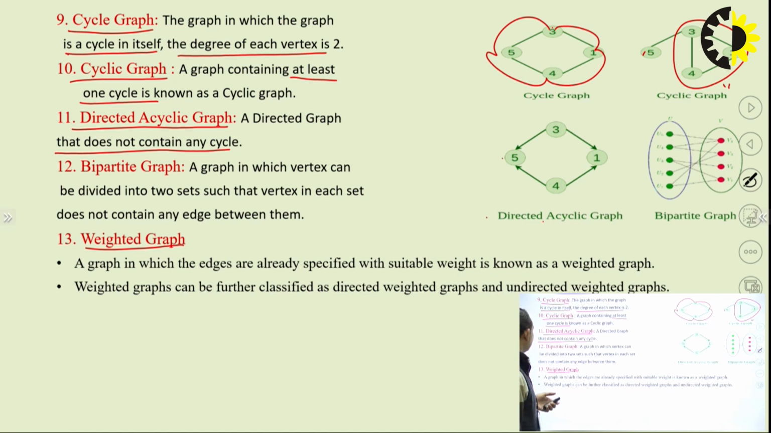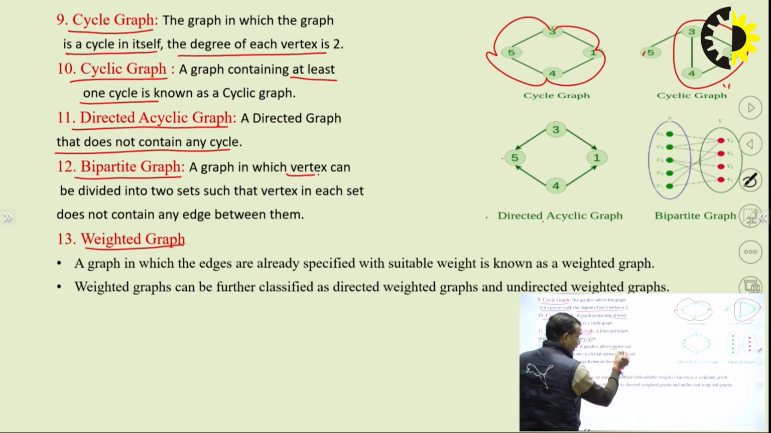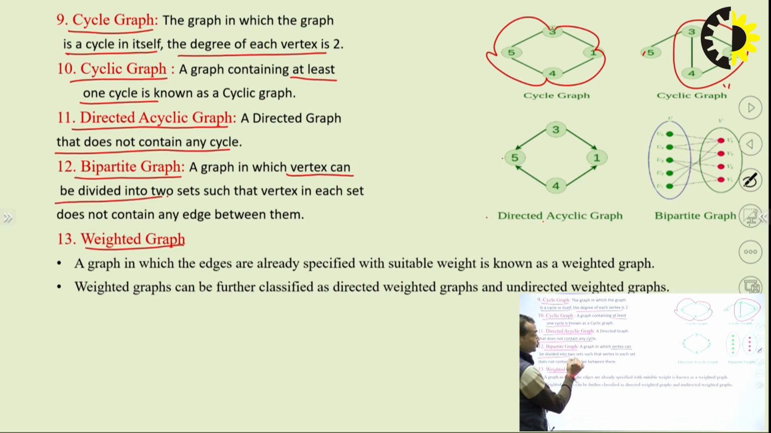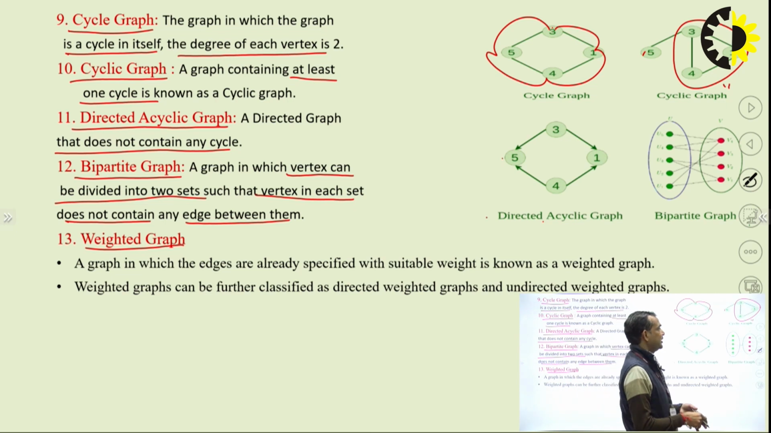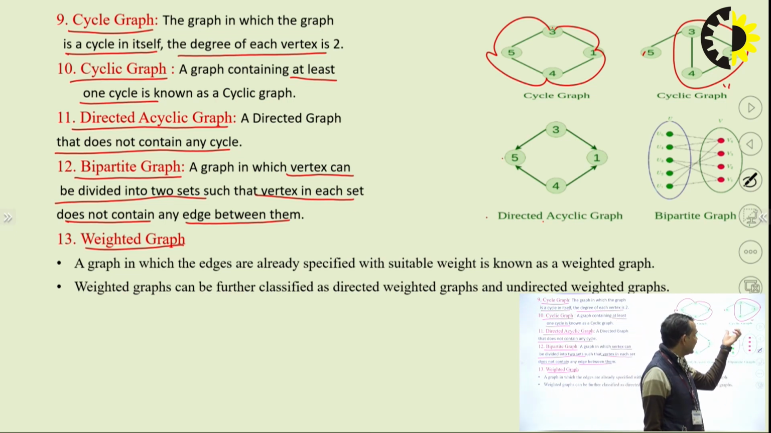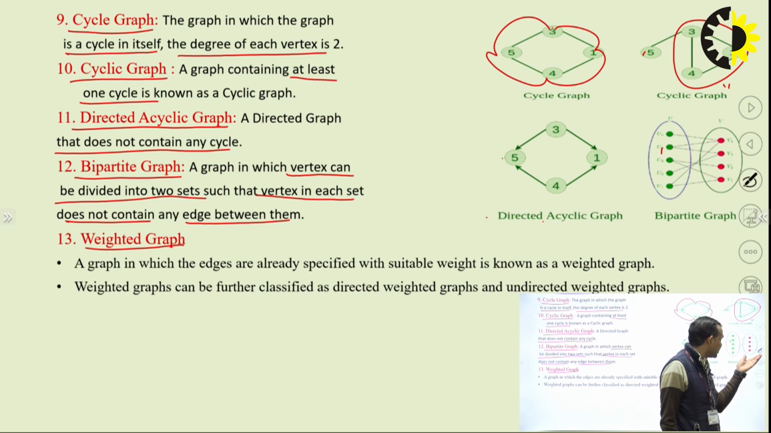Okay, so the next one we were missing here is the bipartite graph. In a bipartite graph we divide the vertices into two sets, such that the vertices in each set do not have any edge between them. Meaning, all our vertices are divided into two parts. Suppose I made one set U, which contains U1, U2, U3, U4, U5, these vertices. My other set is V, which contains V1, V2, V3, V4 and V5.